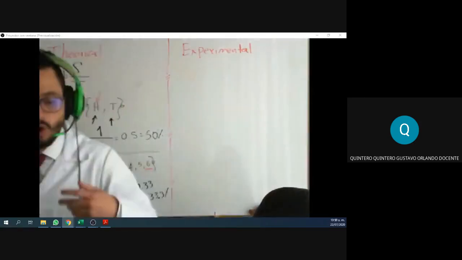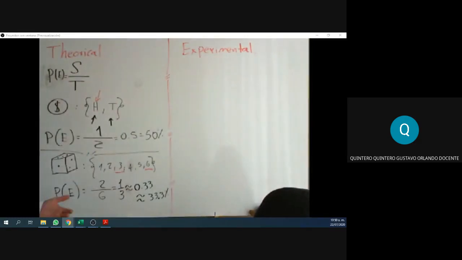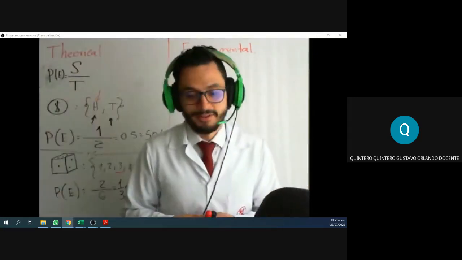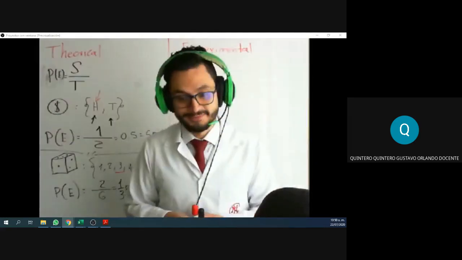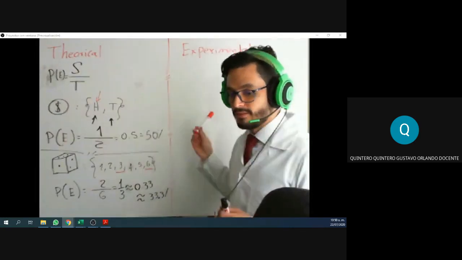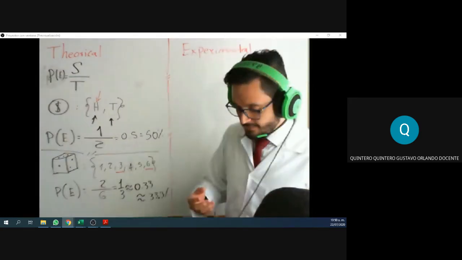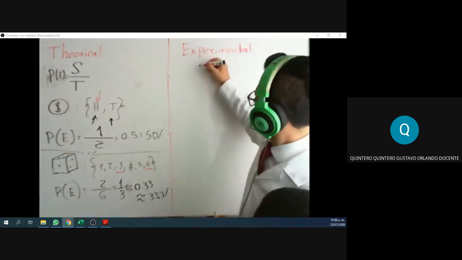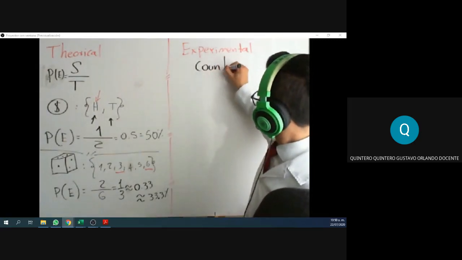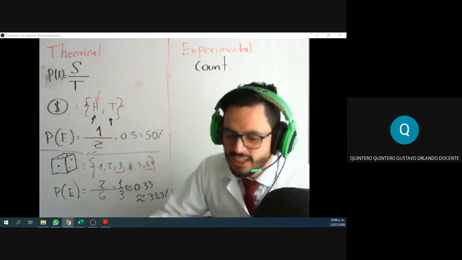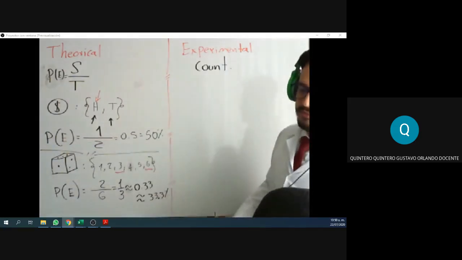This is the one that all of you should be familiar with, right? The theoretical probability, right there. This is all theory. But experimental probability, that's different. Experimental probability requires you to count. Experimental probability requires you to actually do the experiment.